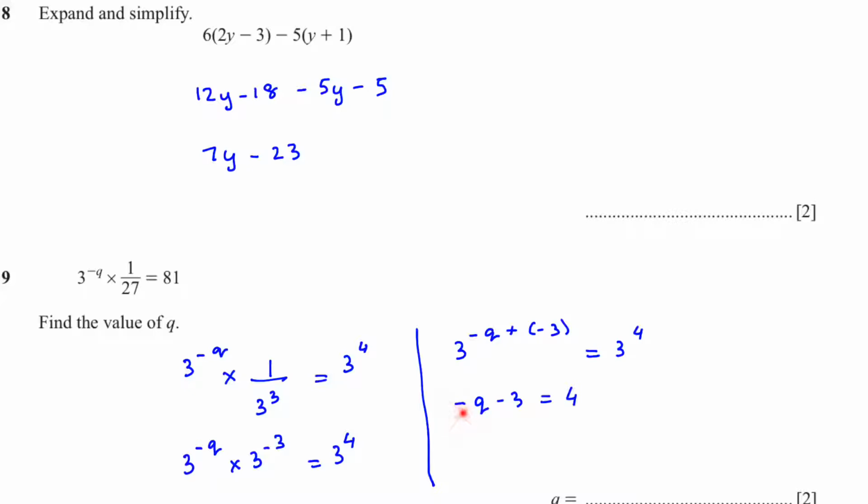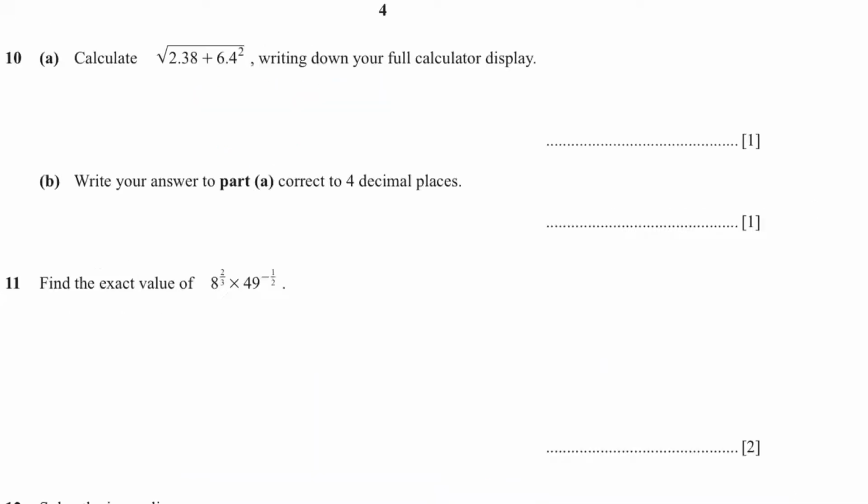You want to find q. Whatever you want to find, you always make it positive. So this negative q I will bring to the other side, and the 4 I'll bring here. So the sign will become negative 4. It will be negative 3 minus 4 is equal to q. Therefore, negative 7 is equal to q.